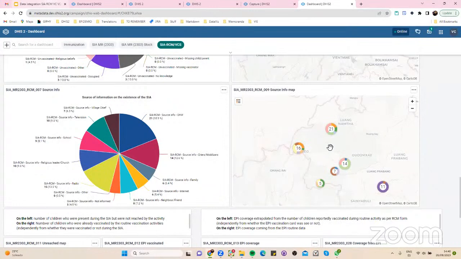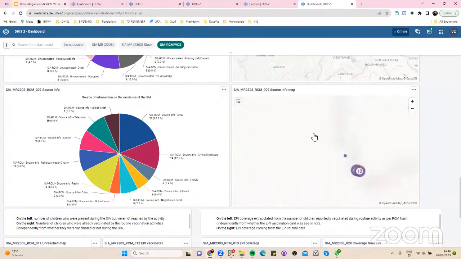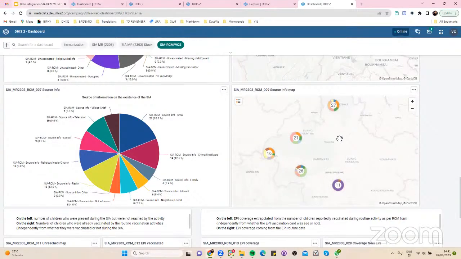For example, if in this area most people are using, for example, the purple is church, and no one is reporting that they heard it from radios and such, you might want to invest more in getting linkages with religious communities and such. But these are very obvious things for people who work in the field, but this kind of information can also be present in your routine information system.